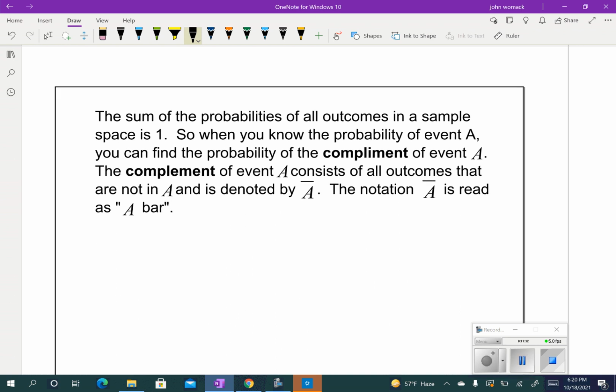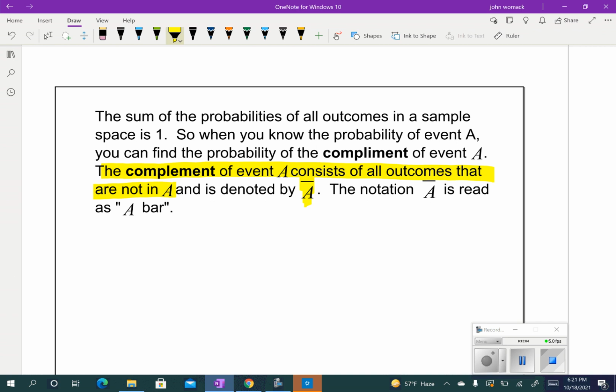This one says the sum of the probability of all outcomes in a sample space is 1. So when you know the probability of event A, you can find the probability of its complement. Okay, the complement of an event consists of all the outcomes that are not in A. So if you want to underline or write that down, the complement of an event A consists of all the outcomes that are not in A. And the way you do that symbol is just that A with the line over it. Okay, and you could say A bar is the way you'd say that. I think you just say the complement of A would be great.